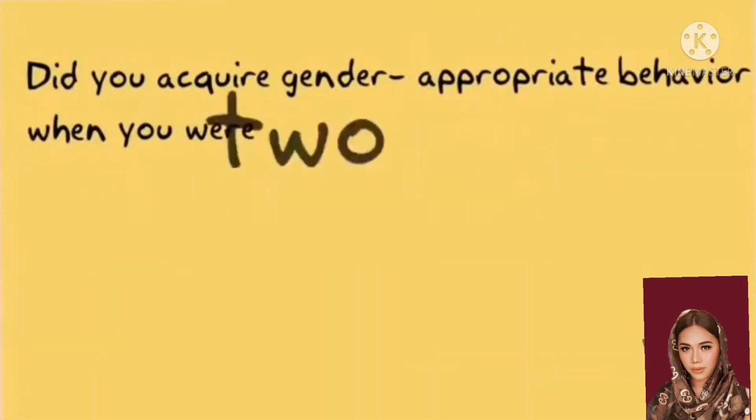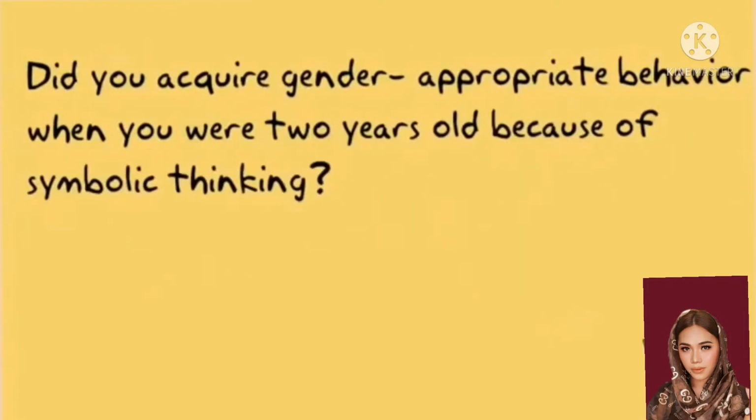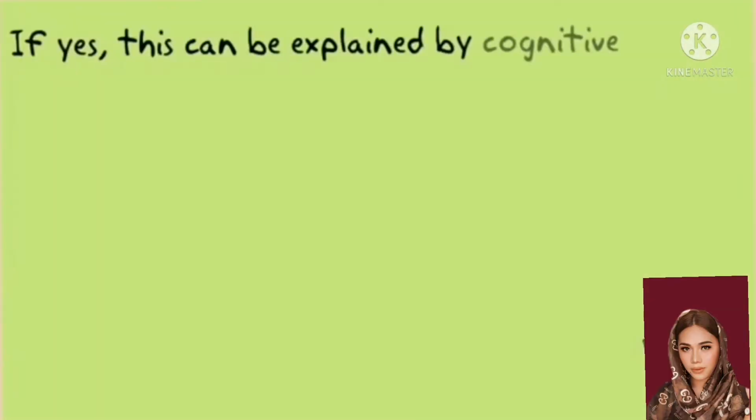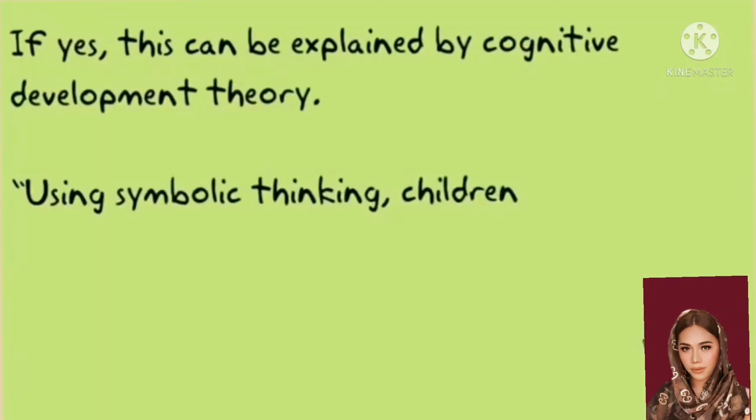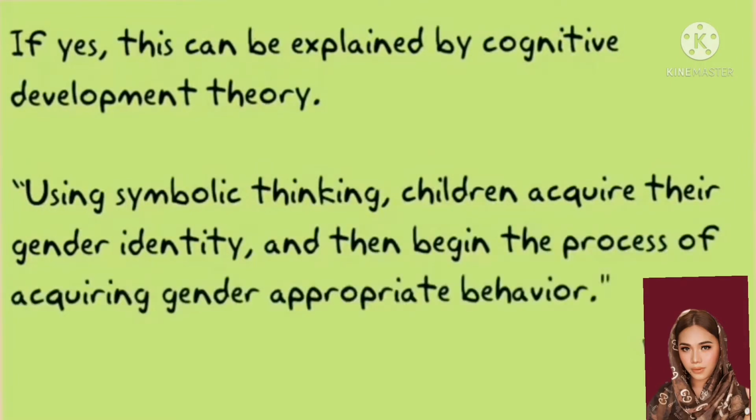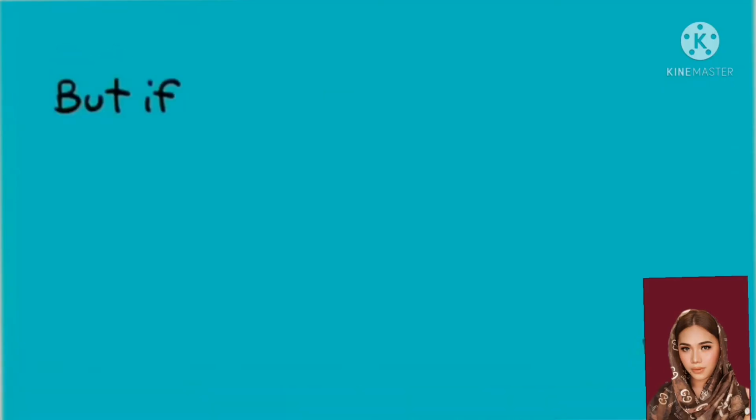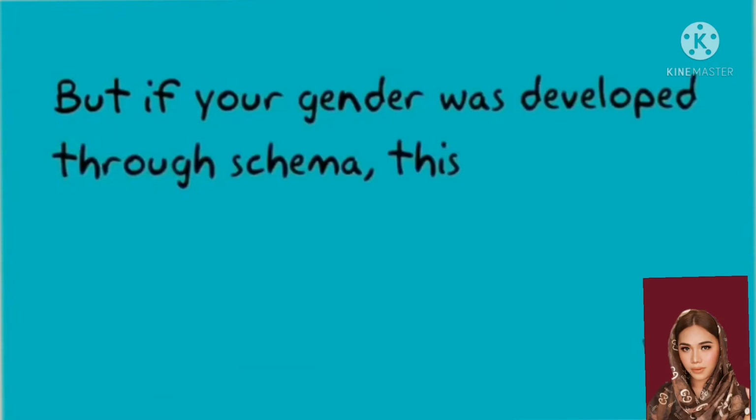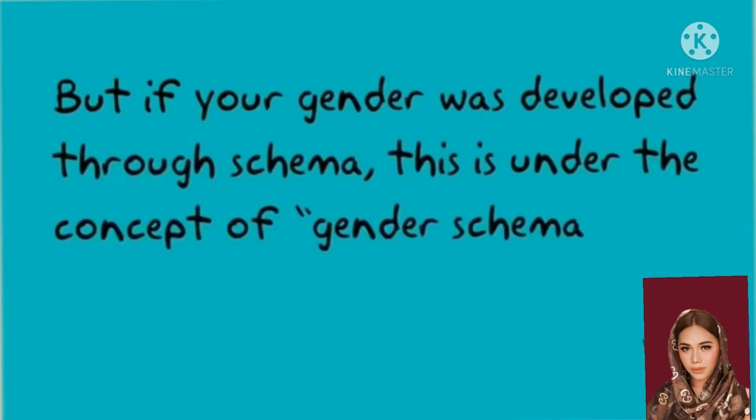Did you acquire gender-appropriate behavior when you were 2 years old because of symbolic thinking? If yes, this can be explained by cognitive development theory. Using symbolic thinking, children acquire their gender identity and then begin the process of acquiring gender-appropriate behaviors. But if your gender was developed through schema, this falls under the concept of gender schema theory.